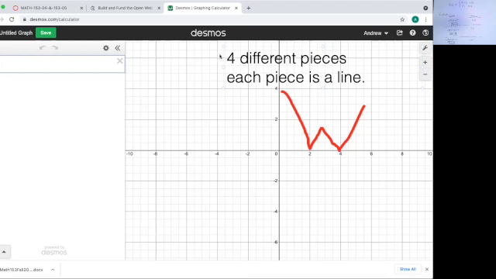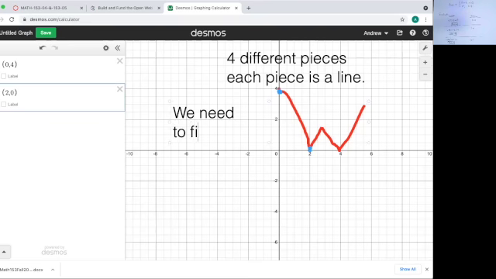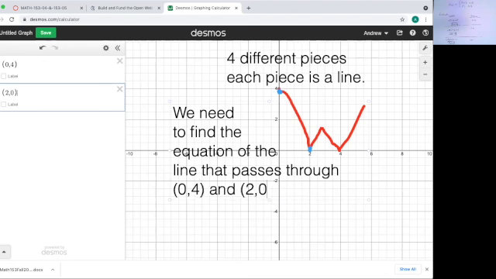Now, can I figure out, hey, there's a point right here at 0, 4 that could be helpful to me. And there's a point right here at 2, 0 that could be helpful to me. Do you agree? So now what I need is to find the equation of the line that passes through 0, 4, and 2, 0. But we did that. So can we find the equation of this piece of the line? Yeah, we know how to do that. I don't know what it is, but okay. So you claim it as y equals -2x plus 4.